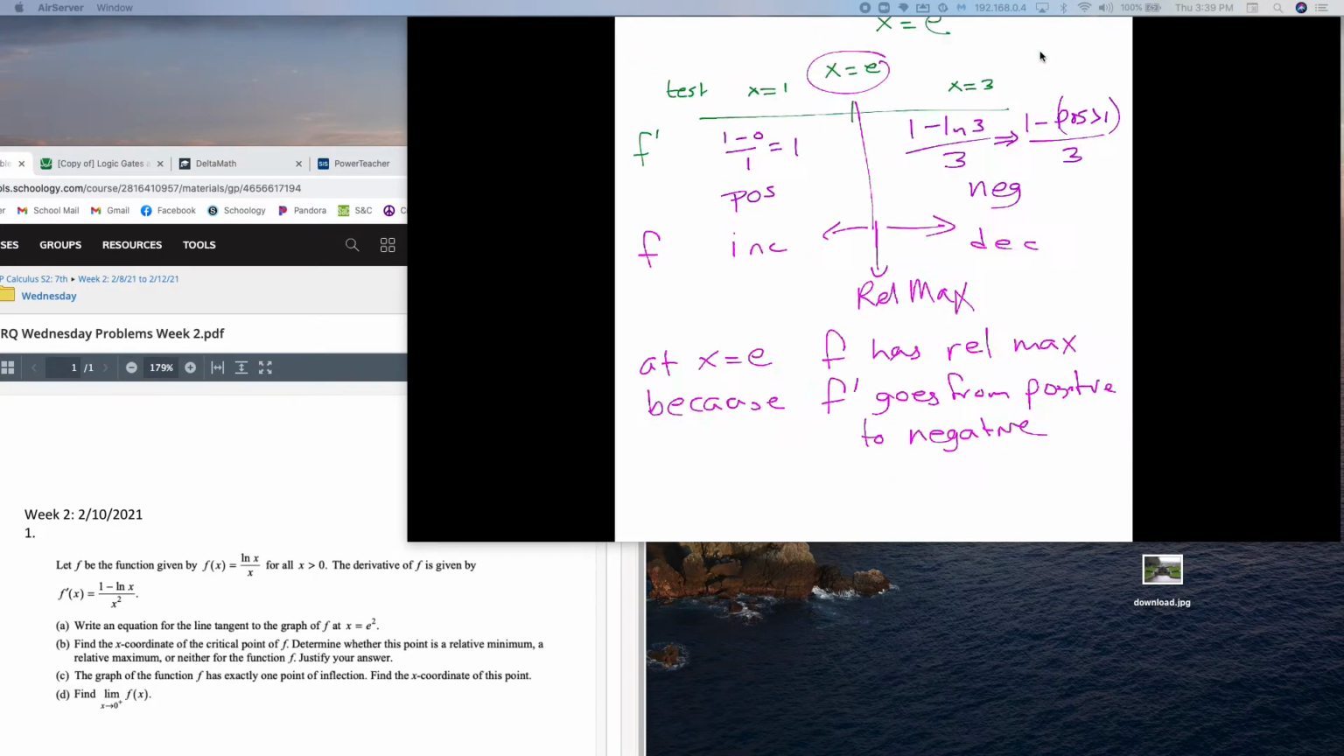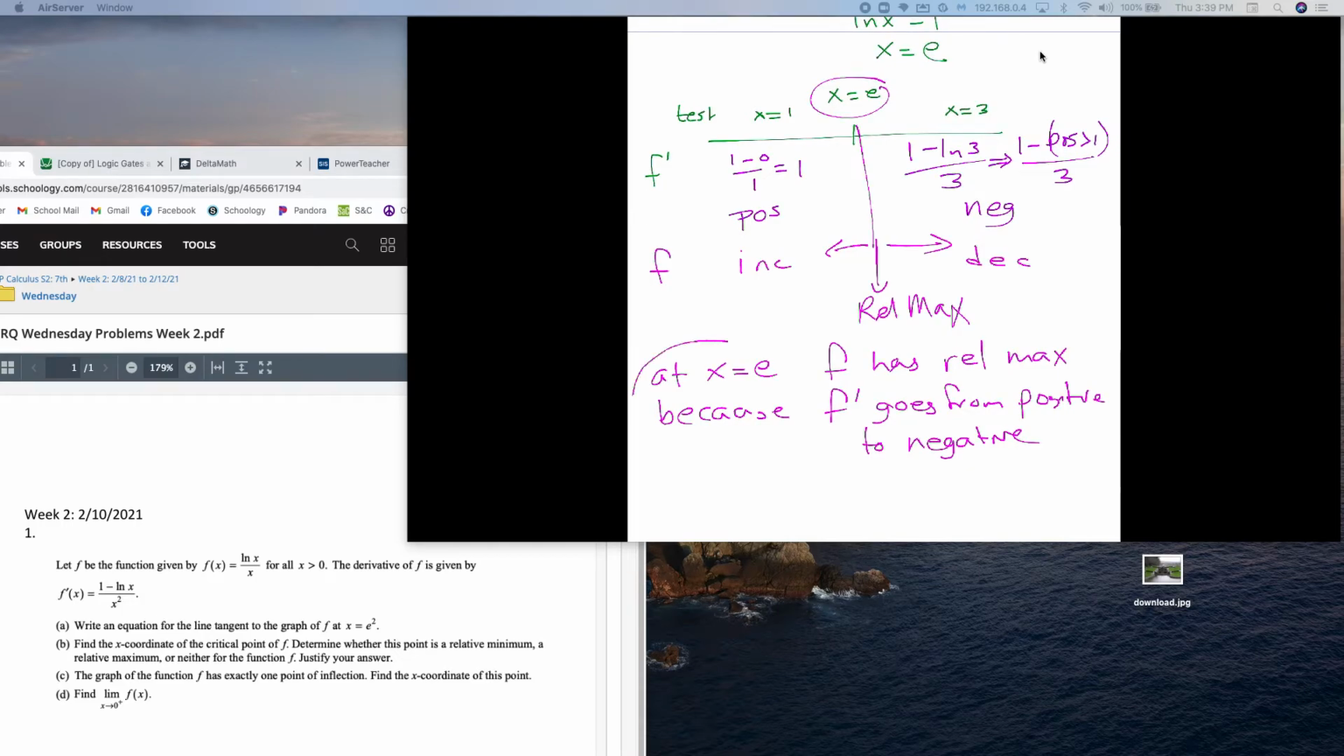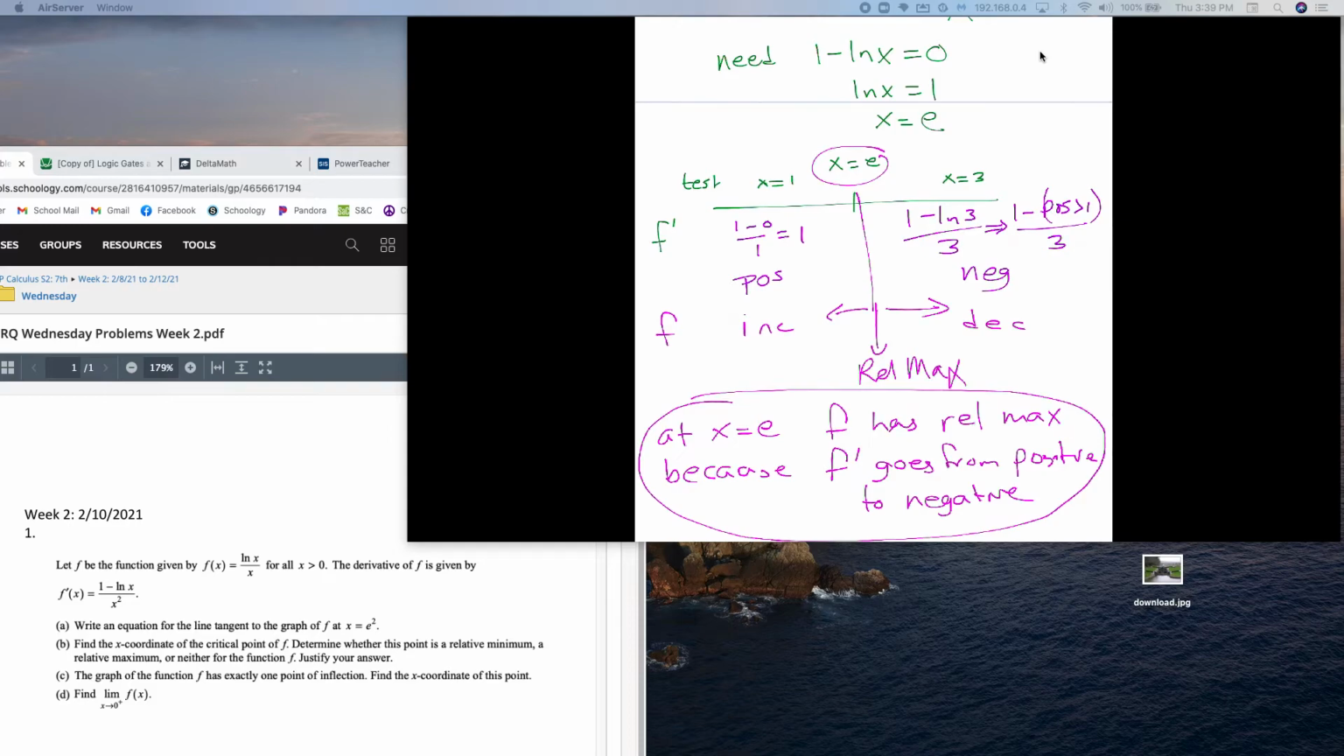That's what you really need to say. That's the most important piece right here. That piece and that piece are the most important things. I think this is worth 1 point, and this is worth 2 points.